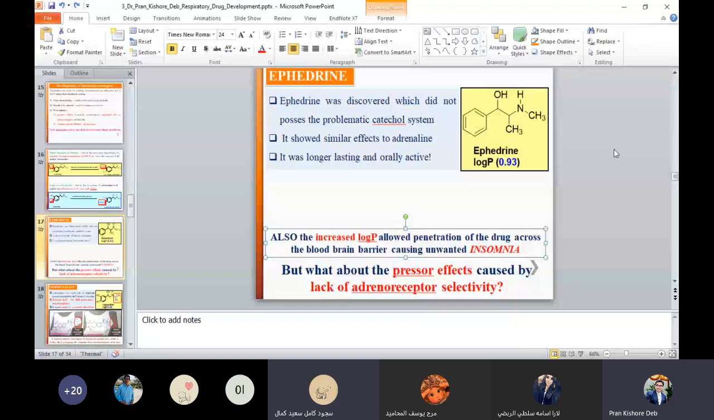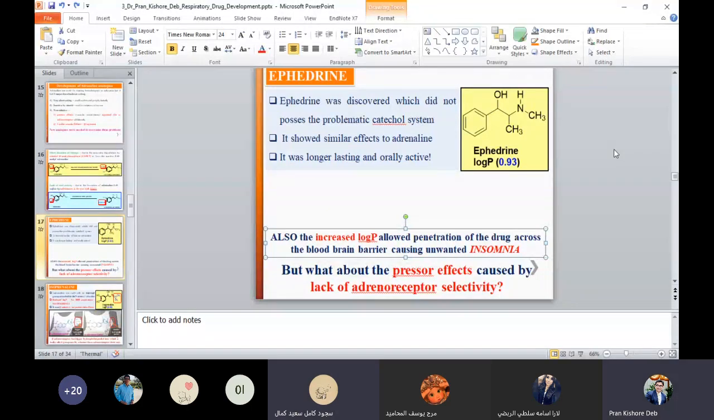It's orally active because it doesn't have a catechol OH. Very good. And it's also longer lasting because it doesn't have a catechol OH in position 4. And the 2 additional disadvantages: because it doesn't have a catechol group, it will not bind to the receptor by forming an H bond with serine 204 and serine 207. And also because it has an aromatic ring, it will be more lipophilic, so it can cross the blood-brain barrier and cause some central nervous system effects like insomnia and other things.